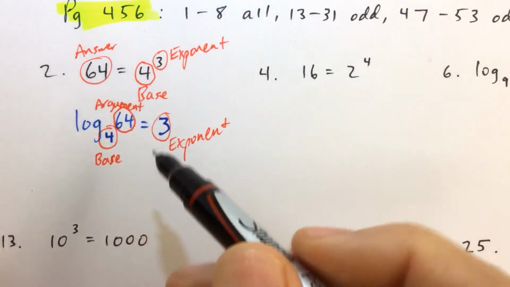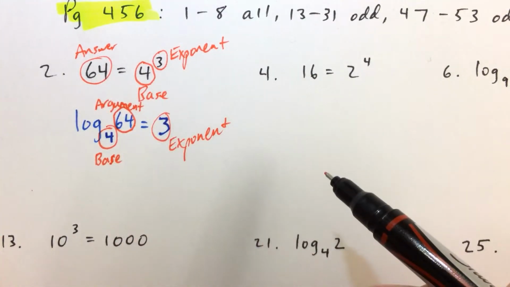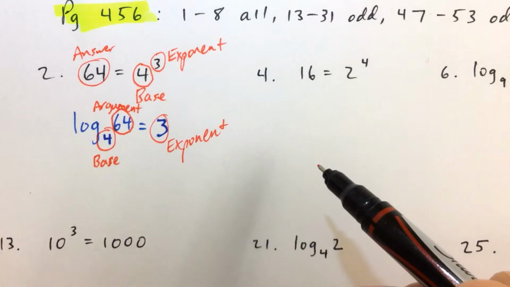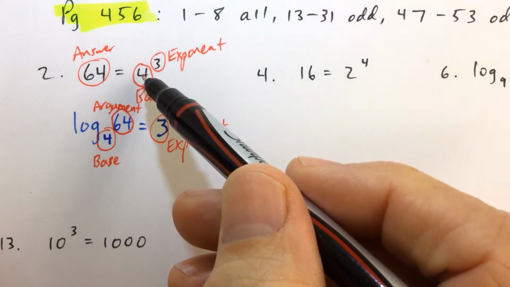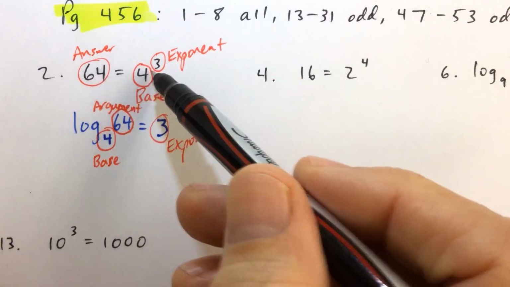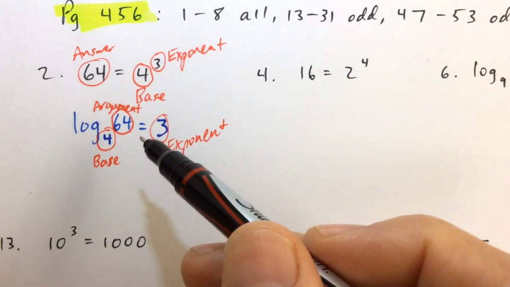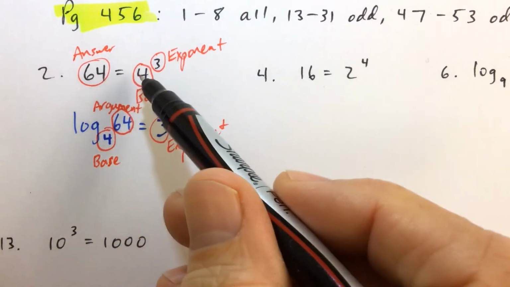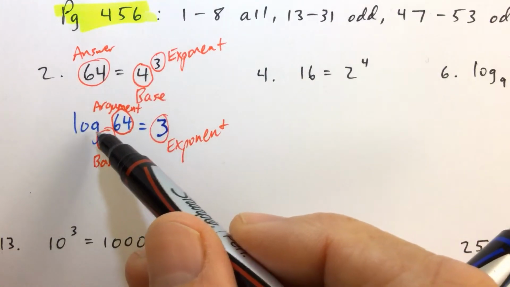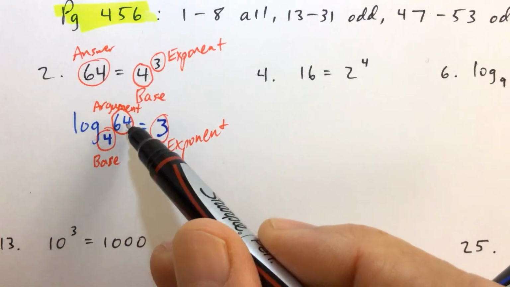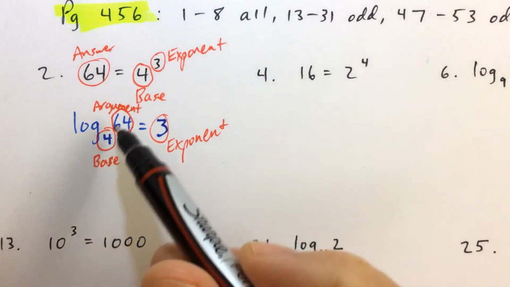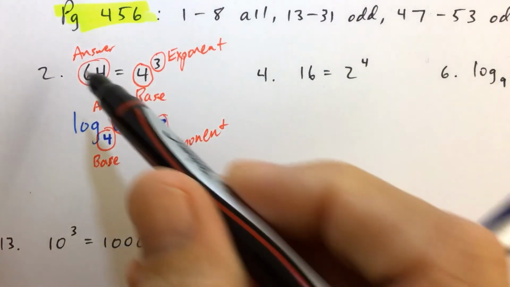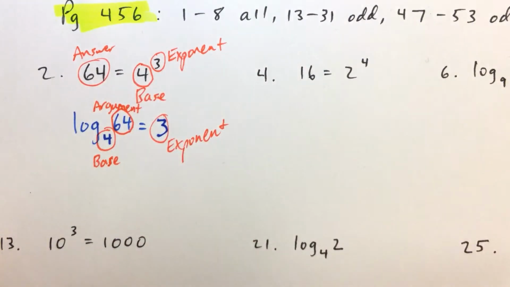So the bottom line is, and I won't go through this amount of detail in any of the other examples, but you should know that if you can write the expression 4 to the third equals 64 in exponential form, you can also write that same equation in logarithmic form, and that's the log base 4 of 64 is equal to 3. And that's how you say it. Log base 4 of 64 is 3. 64 equals 4 to the third.